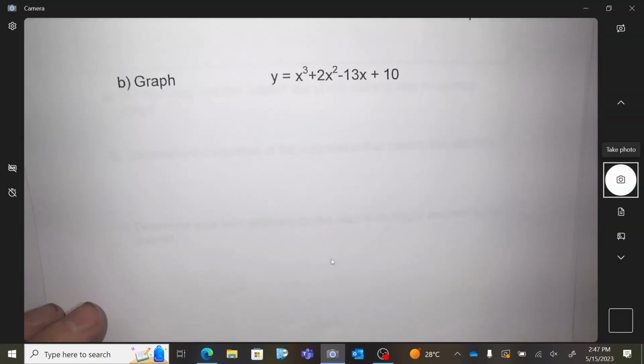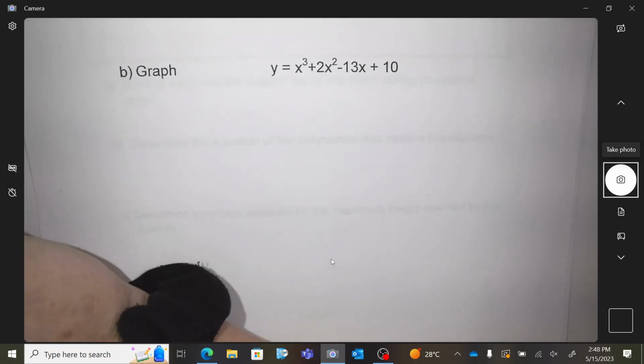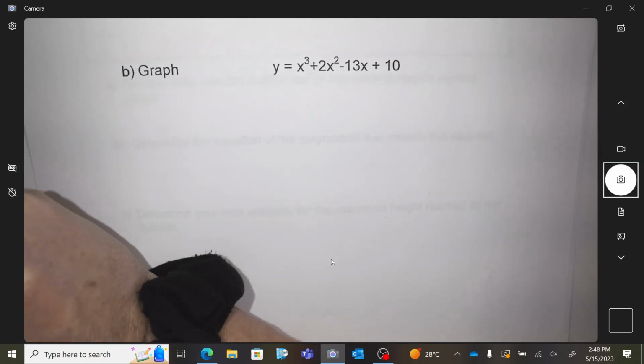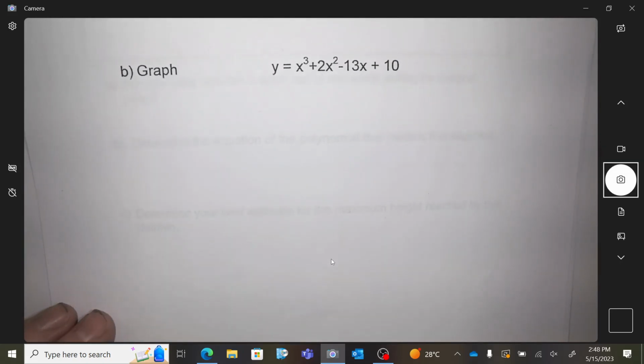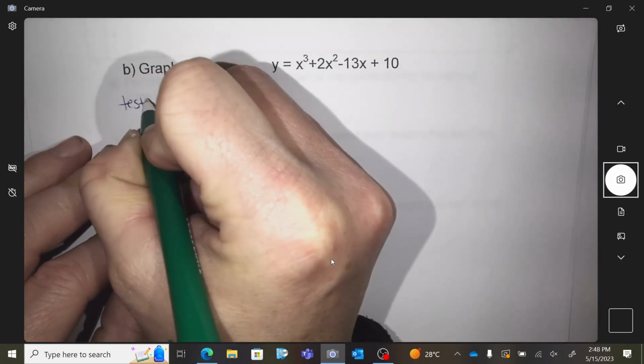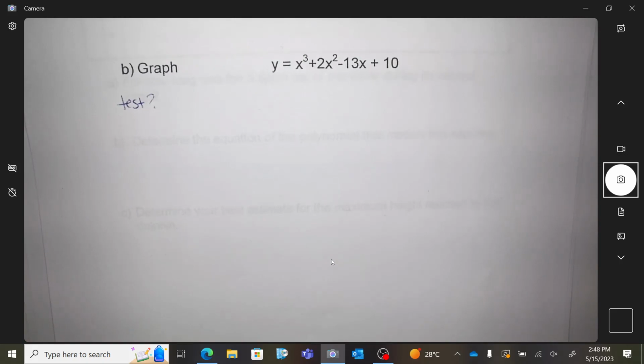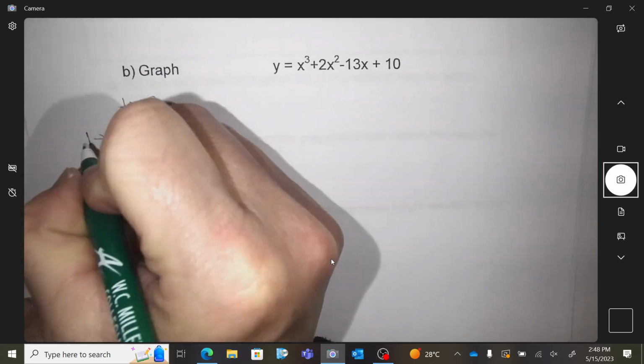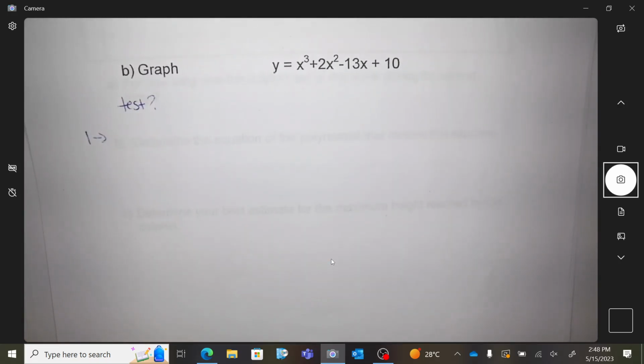So this is the question that puts everything together. You are going to probably start with the remainder theorem, where you're testing something, plugging it in. What's the best number to test? 1. So we're going to plug that 1 in.